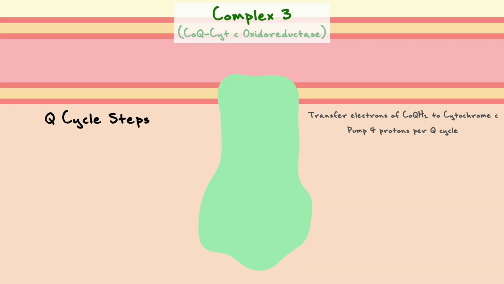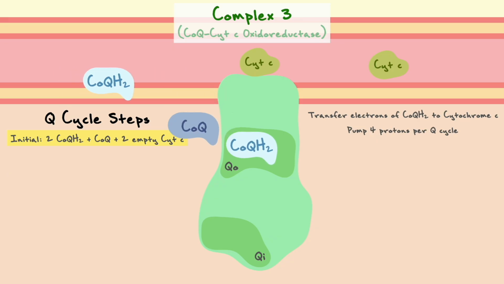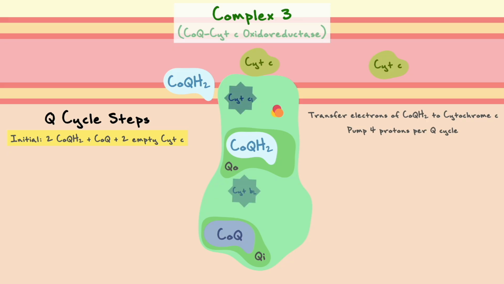So, for the Q cycle to run properly, we will need 2 CoQH2 molecules, 1 CoQ molecule, and 2 empty cytochrome C molecules. With respect to complex 3, there are 3 important sites where most of the Q cycle will take place: the QO and QI sites, as well as the region where complex 3 interacts with cytochrome C. At the beginning of this cycle, the QO site will house CoQH2 and the QI site will house CoQ. In between all these groups, there are prosthetic groups that will be important for transporting electrons. In this complex, there is 1 iron-sulfur group and 3 variants of cytochrome molecules, cytochrome C1, Bl, and Bh.